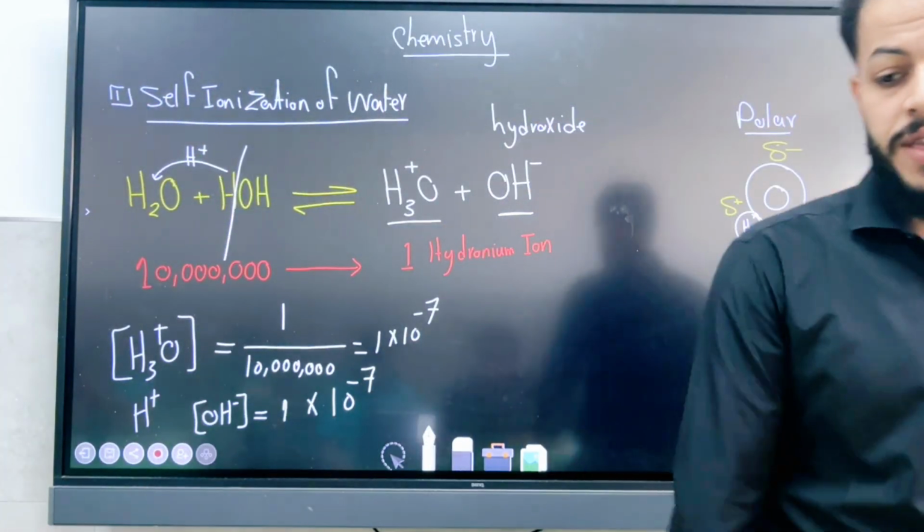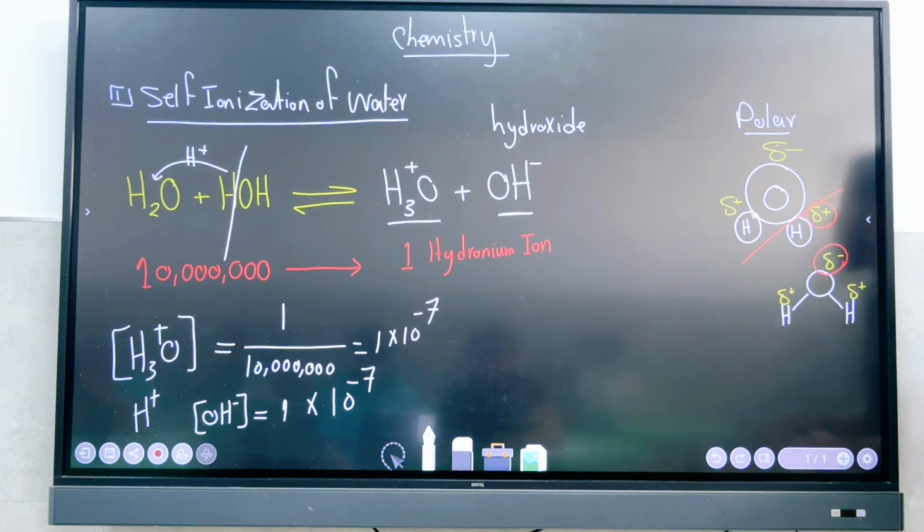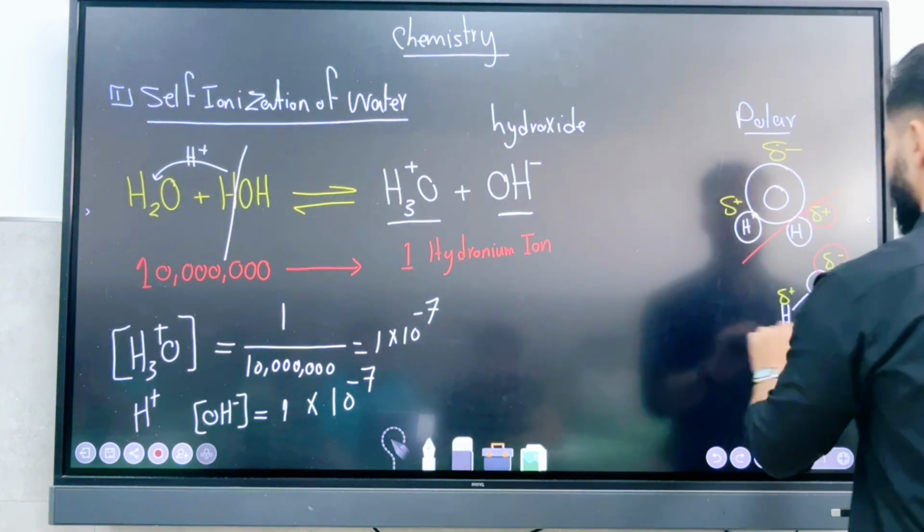So, we know and understand the molar concentration of a hydronium ion, but we need to know the equilibrium constant of that reaction. We will write it again, or we could just, okay, let's write it here.